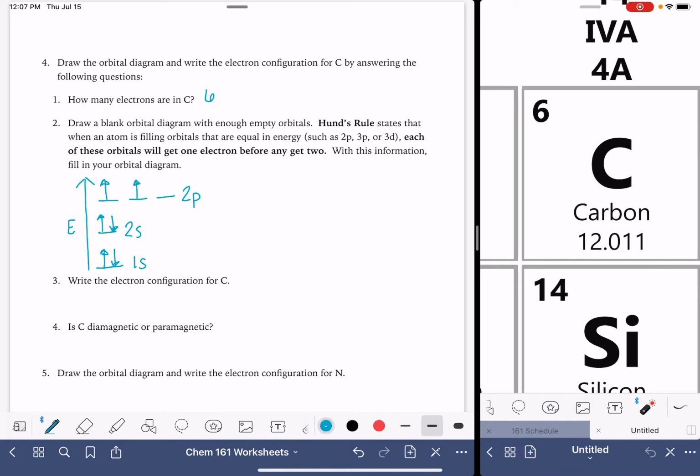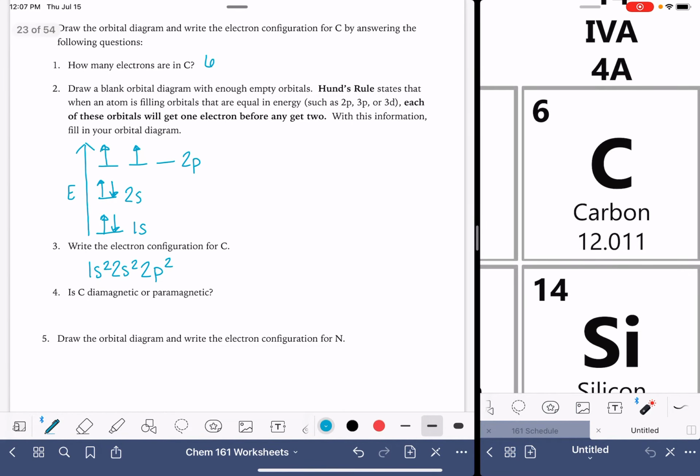The electron configuration for carbon is 1s2, 2s2, 2p2. Is carbon diamagnetic or paramagnetic? It's para. Remember, that means that it has unpaired electrons. There is an unpaired electron here, and there's another unpaired electron right here. A paired electron would be 2 electrons occupying the exact same spot in an energy diagram, like that.